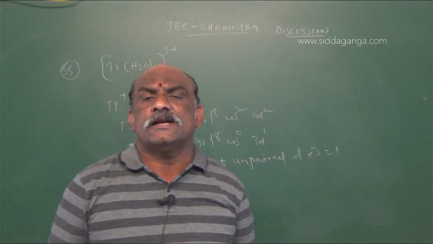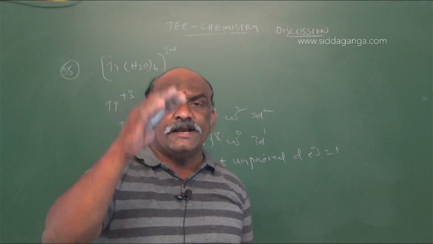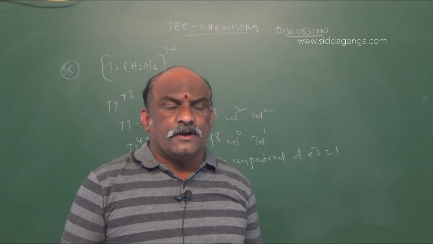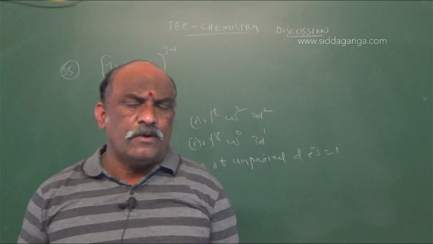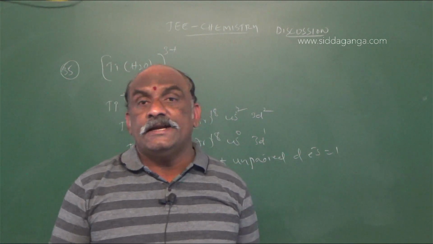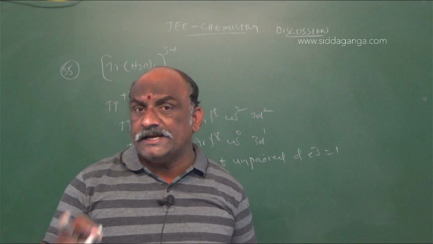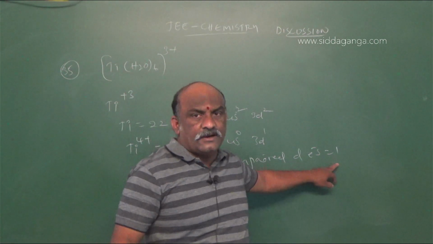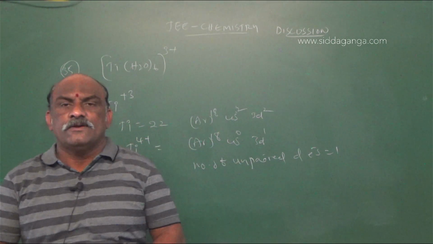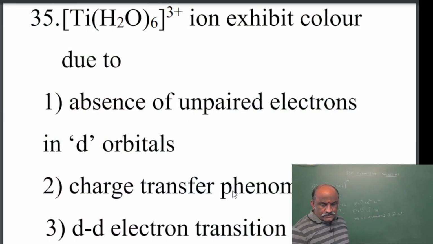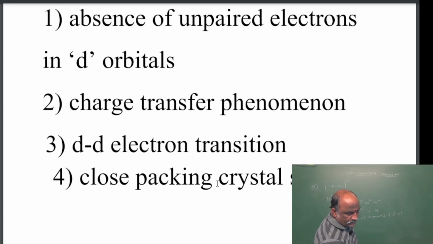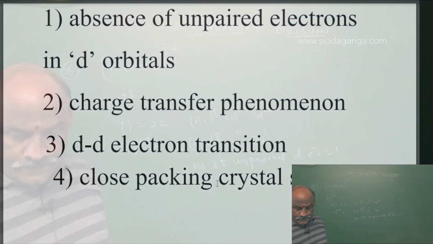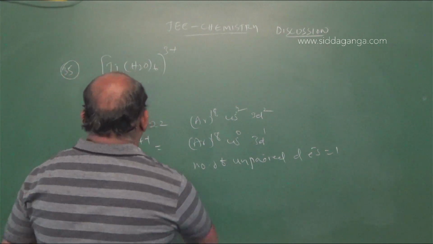So this d electron undergoes a d-d transition. The color of d-block elements is due to d-d transition, which takes place when at least one unpaired electron is required. So the answer is d-d transition. The third option, d-d transition, is the right answer for question number 35. Next, 36.